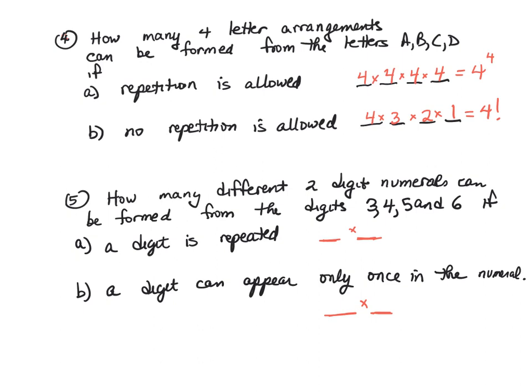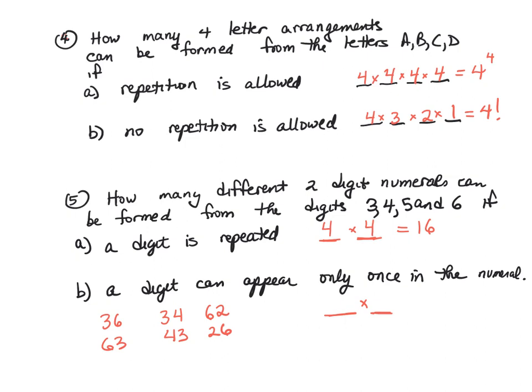So if we're forming 2-digit numerals and a digit can be repeated, I could have something like 33. I could have 44. I could have 55. I could have 66. But I could also have 34, 43, etc. So in this case, because digits are repeated, there are 4 possibilities for the first pick and 4 possibilities for the second pick. So the answer would be 4 squared, or 16. Whereas if I cannot repeat a digit, that's part B. I could have something like 34, or 43, or 62, or 26, or 36, or 63. These are considered different outcomes.